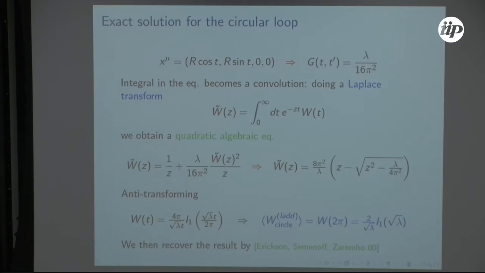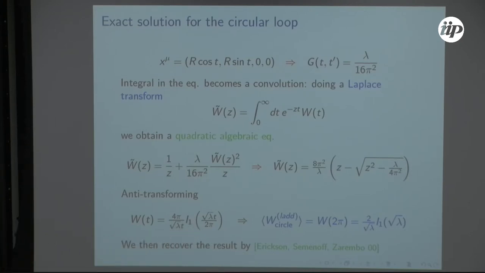As I said, for the case of the circle, this is going to be the expectation value of the Wilson loop when you evaluate it between t equals 0 and t equals 2 pi, in order for this to be a closed contour. So if you evaluate now W of 2 pi, you get the famous Bessel 1 function that gives, so far, the sum of all ladder diagrams to the circular Wilson loop.